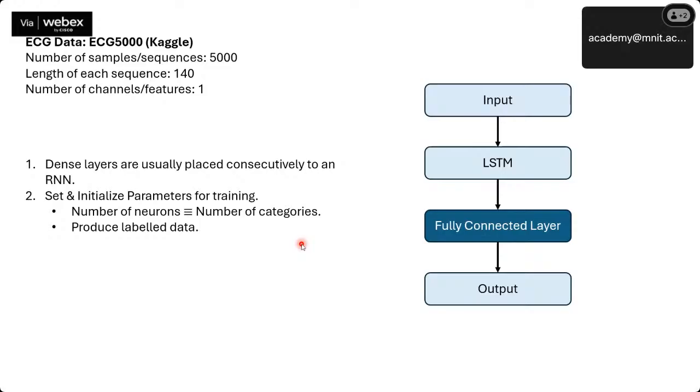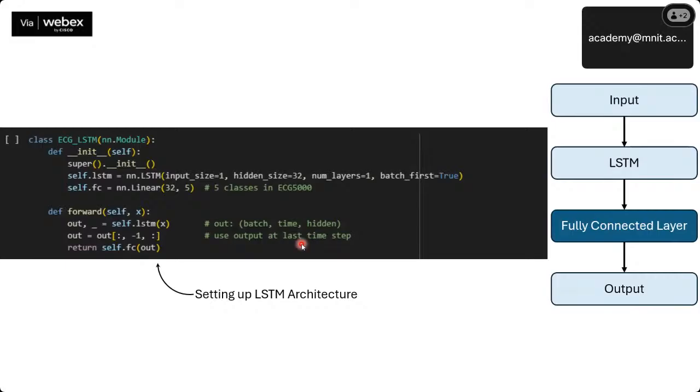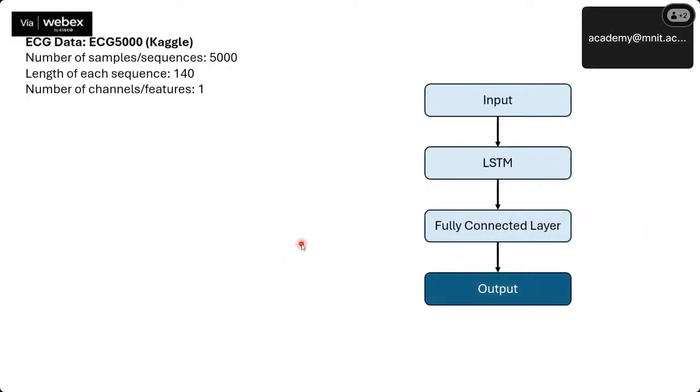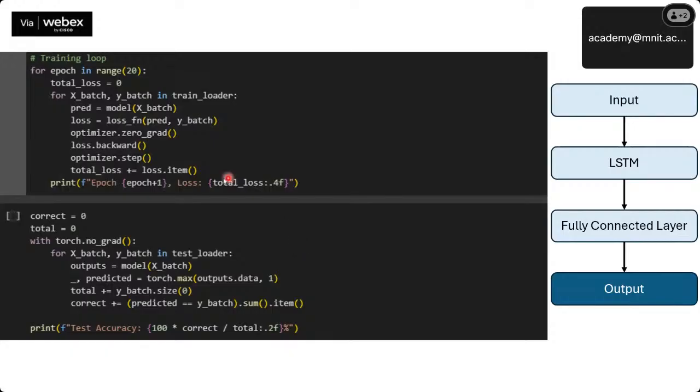And this fully connected layer is finally going to produce the labeled data. Then this labeled data can later be used by the cross entropy loss function to compute the loss, and then it will do all the backpropagation. I'll show that in this particular piece of code.